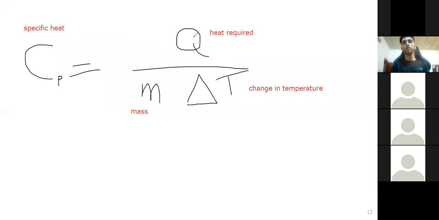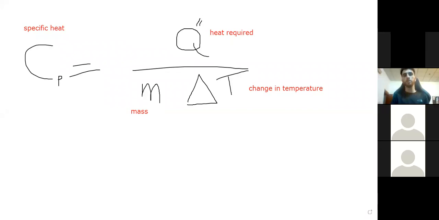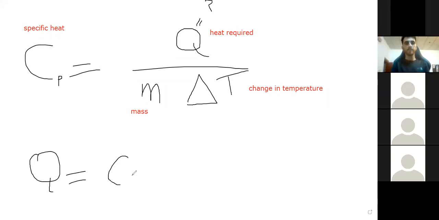How do you rearrange the equation if Q is unknown? What will happen to the equation? Let's take it to the other side. It will be Cp multiplied by mass multiplied by delta T. Very good. So if Q is unknown, you will have Cp times mass times change in temperature. So Cp is basically specific heat, times M, which is mass, times delta T, which is the change in temperature. This way you're finding Q.